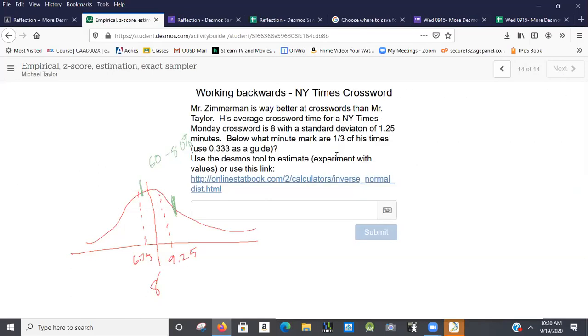Okay, the last one is to work in reverse, which I can use this tool, which I will use to estimate what 1/3 or below is, area-wise. But I'm going to show you how to do it exactly. So first of all, let's just think about what the number should be. Purple. So 1/3 of his scores are probably, let's just say, here down. That's a rough estimate. Maybe a little closer here. 1/3 of the area is from here down.